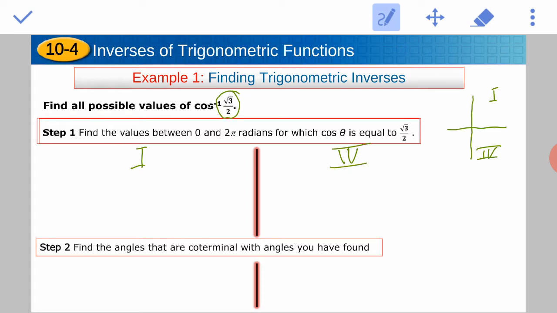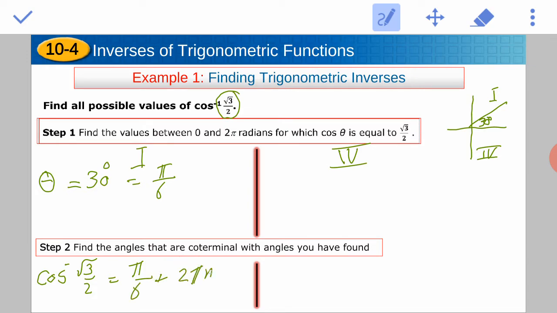In quadrant 1, what angle theta has a cosine ratio equal to square root of 3 over 2? It's 30 degrees. So if the answer is in quadrant 1, theta is going to be 30 degrees and all coterminal angles with 30 degrees. So I can add any number of complete rounds to the 30 degrees. So in general, the arc cosine or the inverse cosine of square root of 3 over 2 is equal to, don't forget to convert this angle from degrees to radians, pi over 6. So it's pi over 6 plus 2 pi n. Anytime you want to include coterminal angles, you add 2 pi n. 2 pi is 1 complete round, times n, any number of complete rounds.